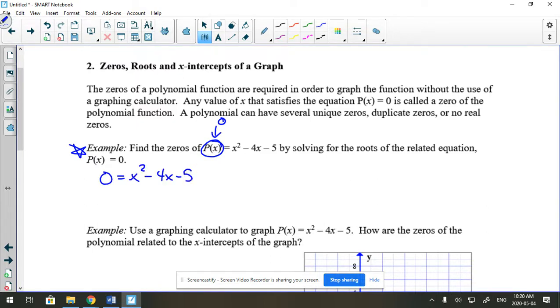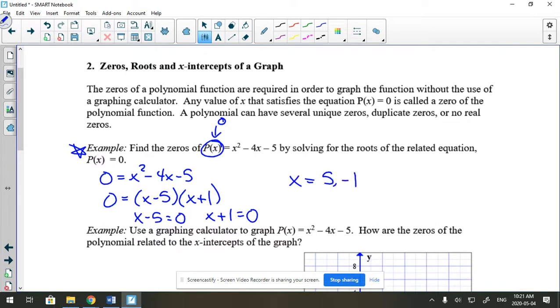And then I'm going to solve for x, and remember you can do this in several different ways. If you can do it by factoring, that's the quickest way. Otherwise, you can use your quadratic equation to find it. If I factor this, I'm going to get (x minus 5)(x plus 1). And then you can solve it: either the x minus 5 has to equal 0, or the x plus 1 has to equal 0.